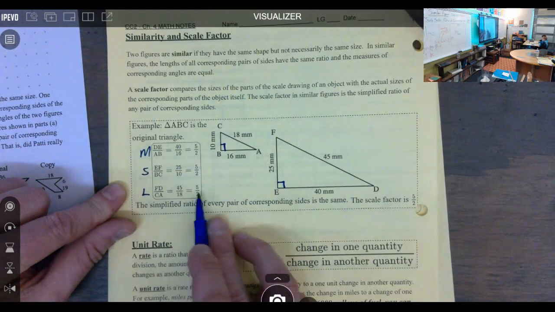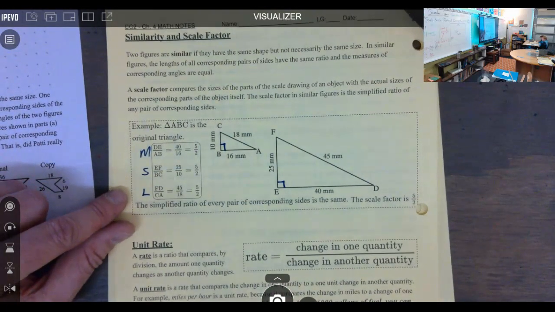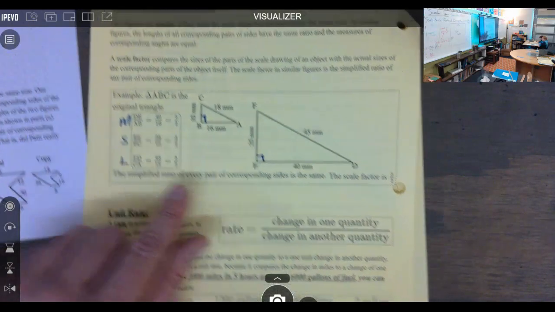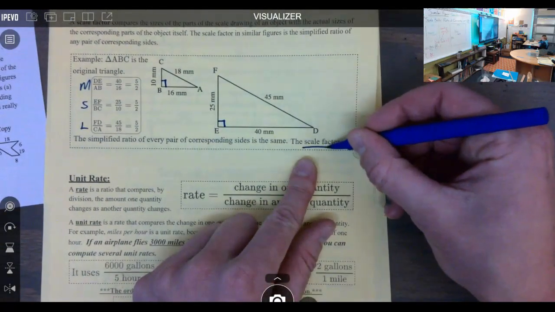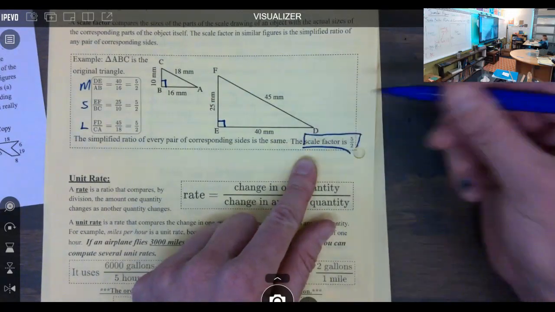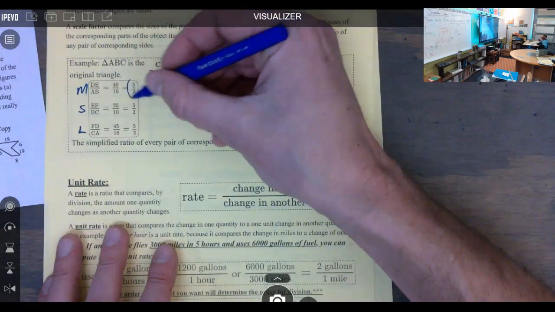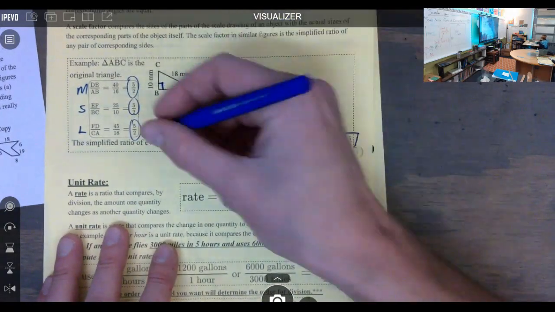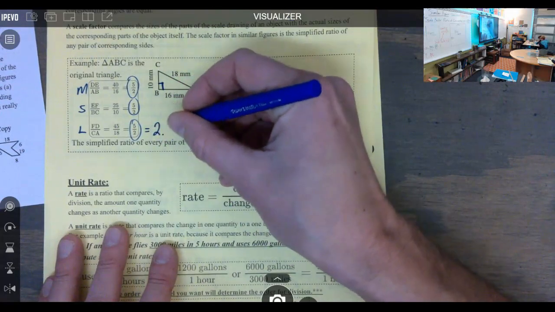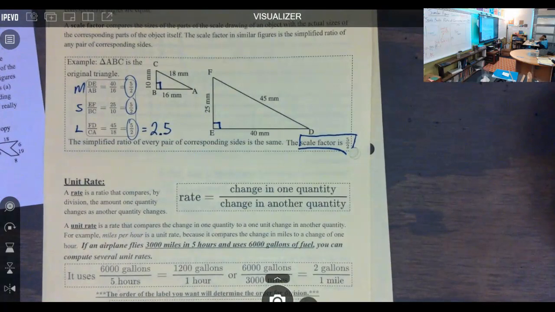What happens when we reduce those fractions? Oh, they're all the same thing. They're all the same. And that reduced fraction tells us our scale factor is 5 to 2 here. Sorry, that hole punch kind of makes that tough, or you could highlight it. So since all of these came out to be 5 over 2, now you could also write that as 2.5. Yes, we're allowed to use decimals here. You could also write it as 2.5.